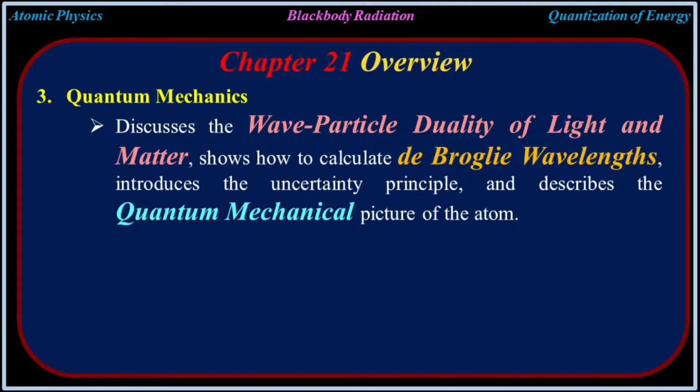Section 3, Quantum Mechanics, discusses the wave-particle duality of light and matter, shows how to calculate de Broglie's wavelengths, introduces the uncertainty principle, and describes the quantum mechanical picture of the atom.